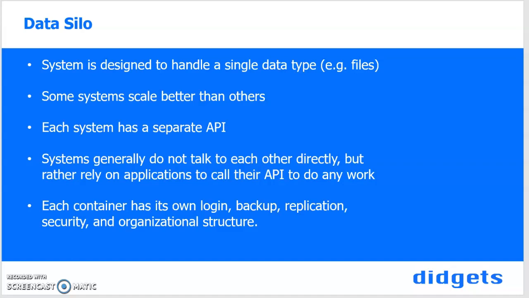Now, each system has a separate API, so applications have to know how to talk to all the different APIs in order to get all of your information and connect those pieces of information. Systems generally don't talk to one another directly. So if you want to copy a file from one file system to another, an application needs to do that. Same with databases and these other solutions. Each container has its own login, backup, replication, security, and other organizational structure associated with it. So it takes a fair amount of expertise in order to store and manage data within each one.